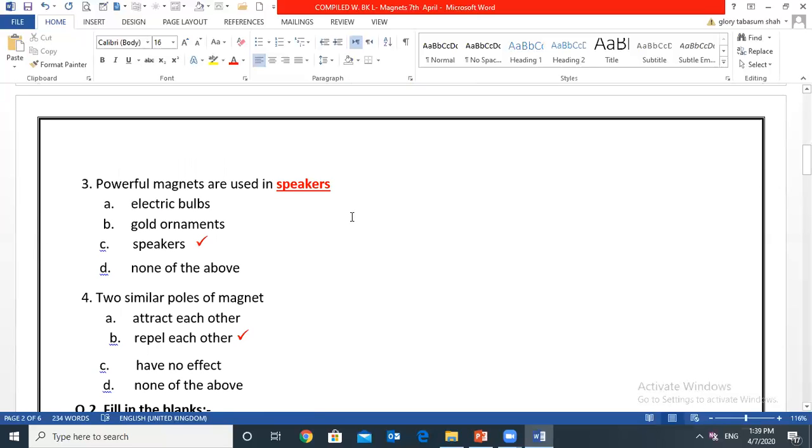Number 3. Powerful magnets are used in speakers. You will fill this blank also over here. Electrical bulbs, gold ornaments, speakers, none of the above. So speaker is the answer. Two similar poles of the magnet attract each other, repel each other, have no effect, none of the above. Repel each other. So correct answer is repel.